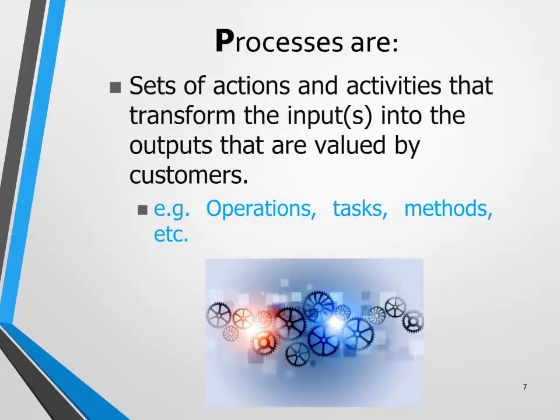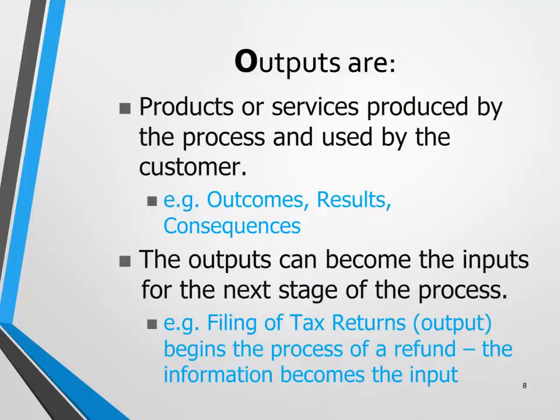Processes are those actions or activities that transform the inputs into the outputs, which are valued by the customer. Processes include things like operations, tasks, methods, and so on. Outputs are something that we receive. They can also be called outcomes or results. Outcomes can become the inputs for the next stage in the process.